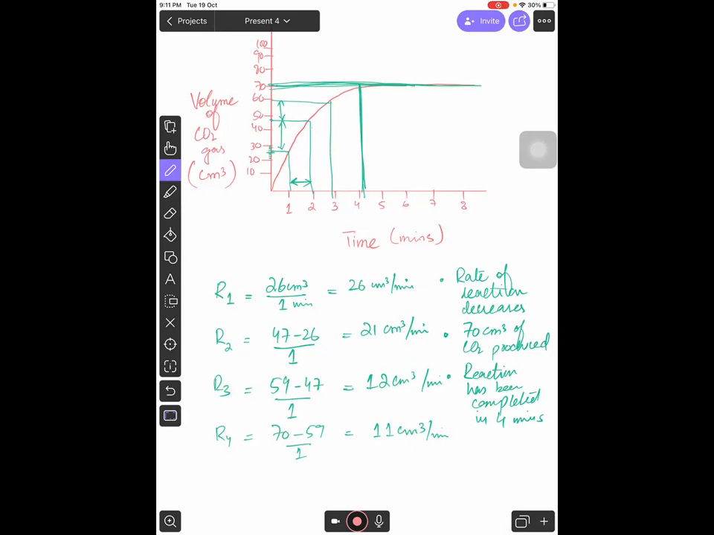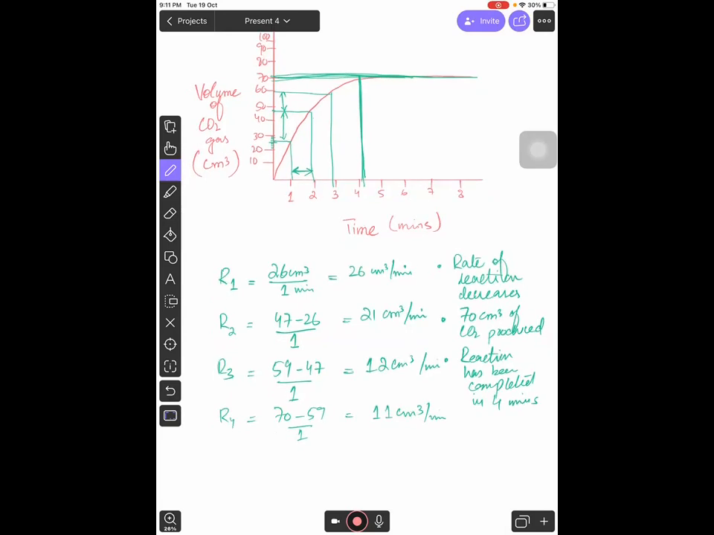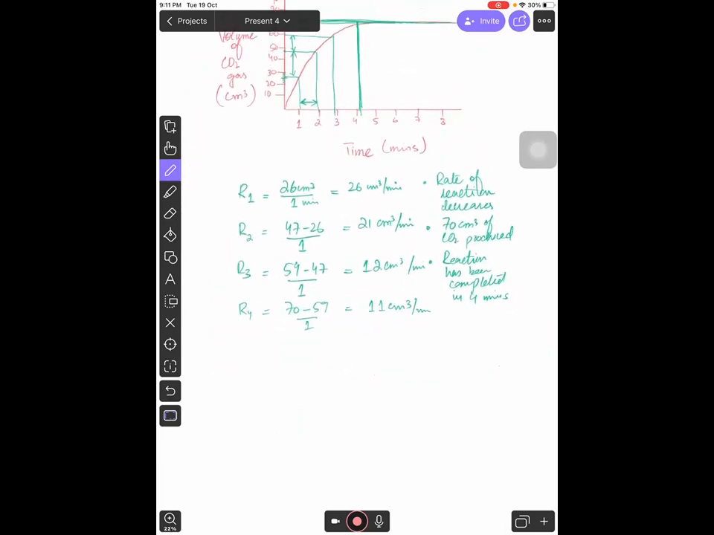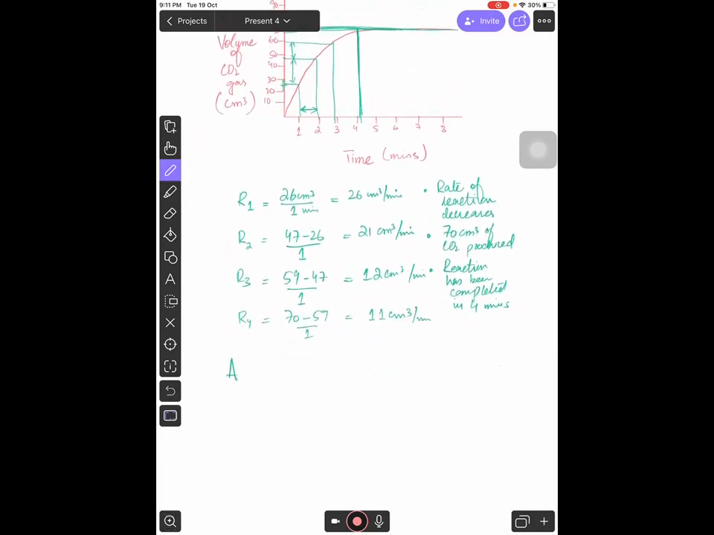So it is 70 centimeter cube, and the rate of reactions as well. Now, one more thing, bacho, we can even find out the average rate as well. And what is the average rate? It is the total volume of gas that produced over total time, right? So examiner can ask also this way.